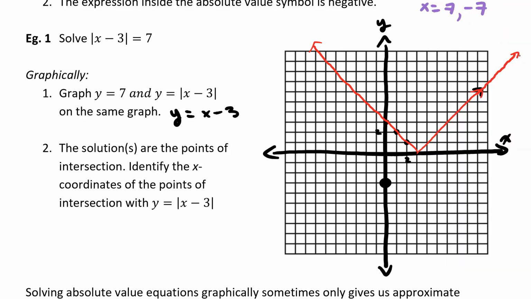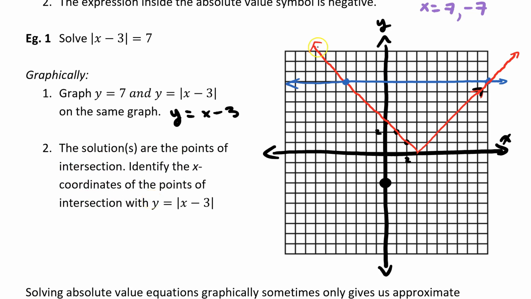Now what we also need to do is graph the line y equals 7. I can do that in blue. 2, 3, 4, 5, 6, 7, right here. So 2, 4, 6, 7, perfect. So we say that the solution is where these two lines cross. And it's just the x value of where they cross. So the solutions are the points of intersection, identify the x-coordinates.